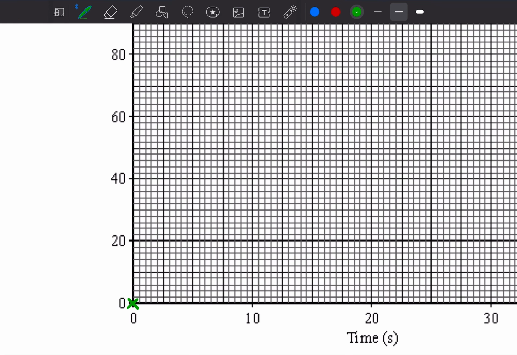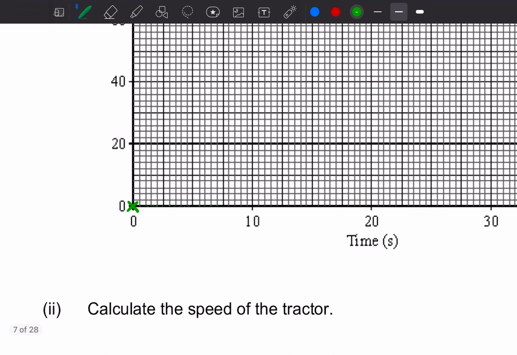Let's have a look at this scale. So we've got 10 seconds here. Let's see how many squares it is. It looks more than 10 to me. 1, 2, 3, 4, 5, 6, 7, 8, 9, 10. So there's 10 squares there. 12, 13, 14, 15. So we've got a scale. So it's always good to know your scale. So we have 20 squares is equal to 10 seconds.